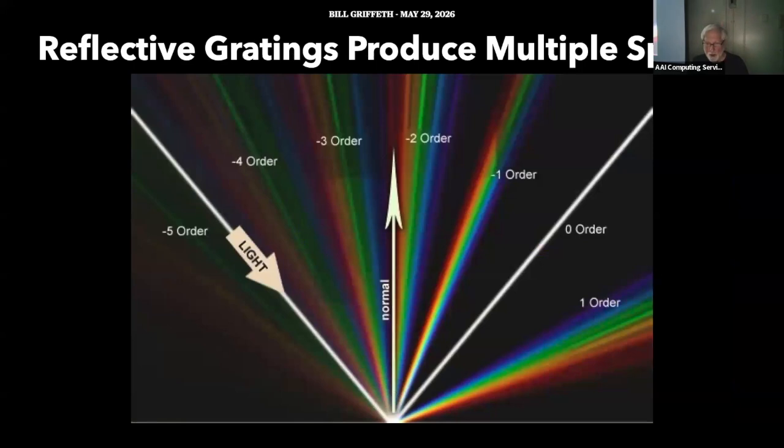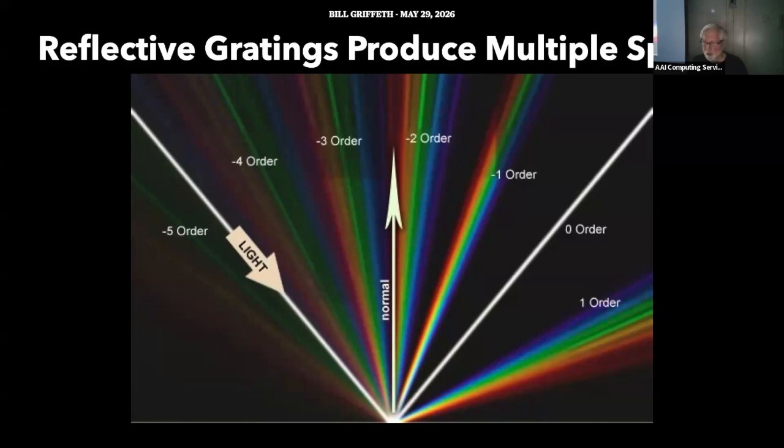A reflective grating has thousands of reflective elements. They're arranged in parallel grooves or etchings or patterns on the surface of the grating. As the wavelengths from these tiny surfaces interfere with each other, in a process called diffraction, a reflective grating produces multiple spectra called orders.